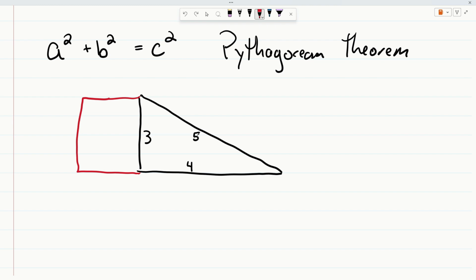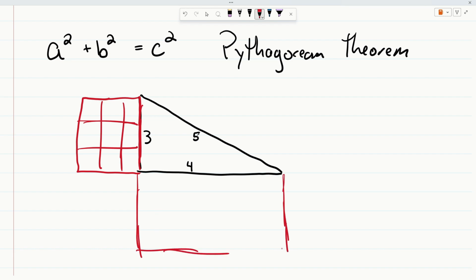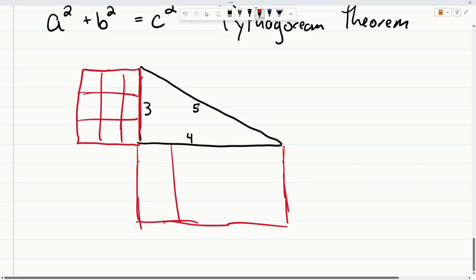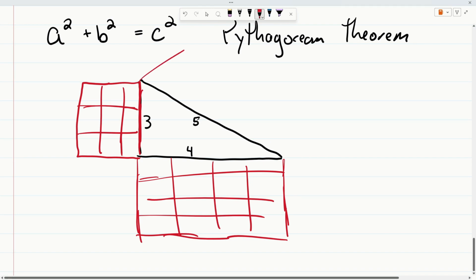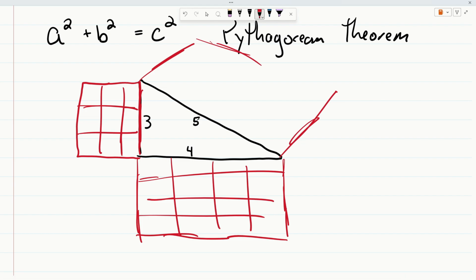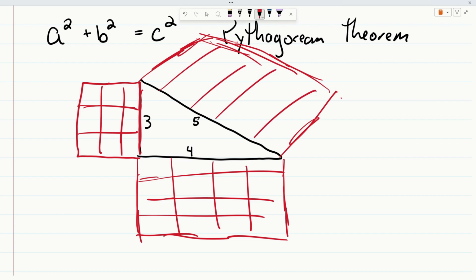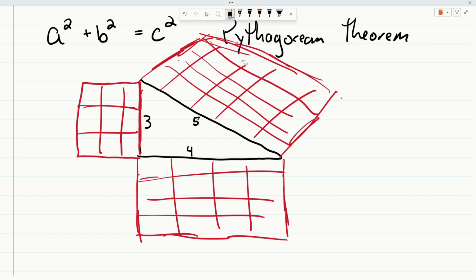So if this side of the triangle here is 3, then the square associated with it is a 3 by 3. All right. And if this side right here is 4, then, sorry, it's supposed to be a square. It's not exactly the best. But this would be a 4 by 4, which makes this side, our hypotenuse, or the longest side. I'm trying to draw this as nice as I can. Sorry, I'm not an artist. But this would be a 5 by 5. So 1, 2, 3, 4, 5, and 1, 2, 3, 4. Okay? Kind of clean this up a little bit.